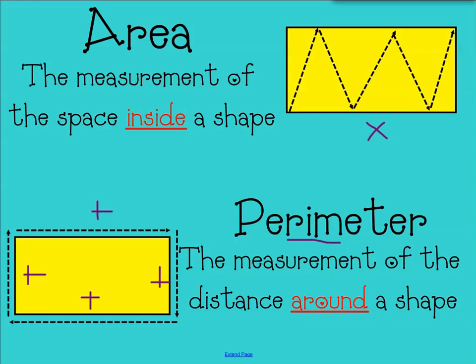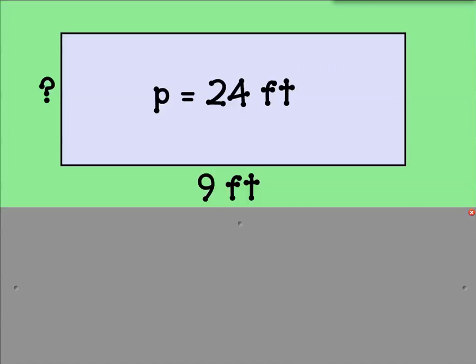Alright, here we go. Let's take a look at some problems. Now, I do want you to write one practice problem in your notes. So go ahead and pause me and write this scenario down. You've got a perimeter of 24 feet, you have a length of 9 feet, and you are looking to solve the width of this rectangle.